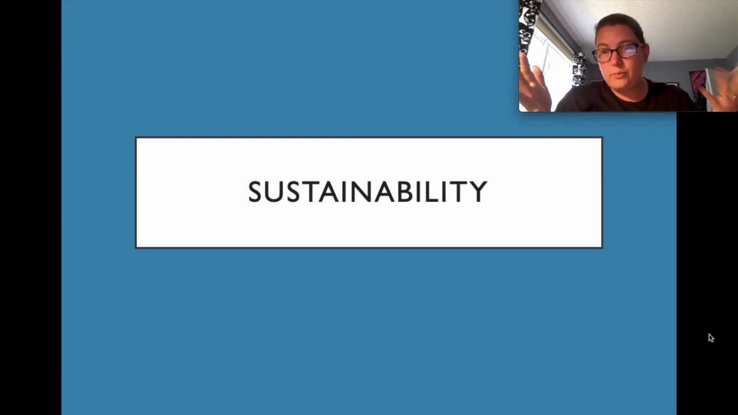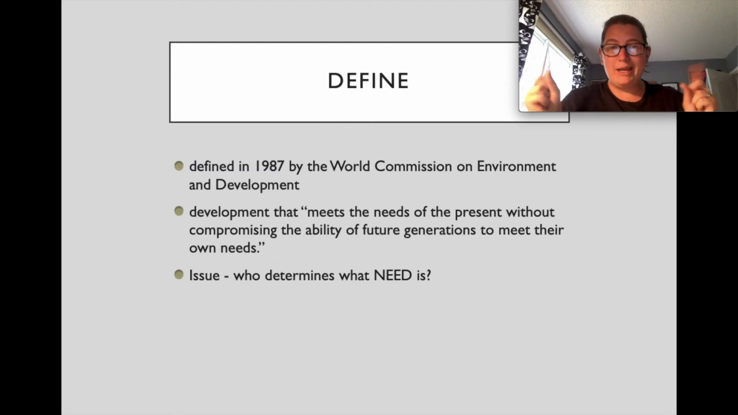Okay, so we're going to talk about the second theme. We talked about the first theme, which was globalization, and now we're going to talk about the second theme, which is sustainability. So, sustainability, what is it?